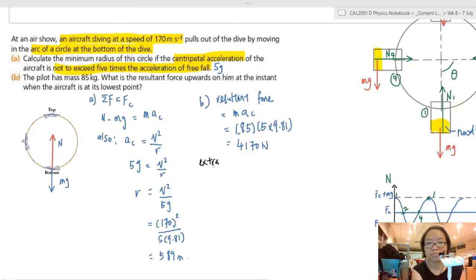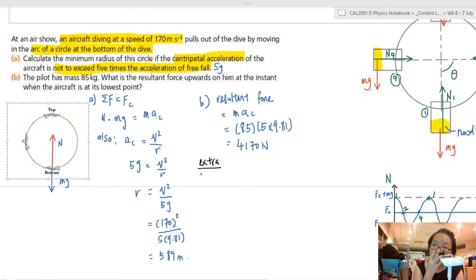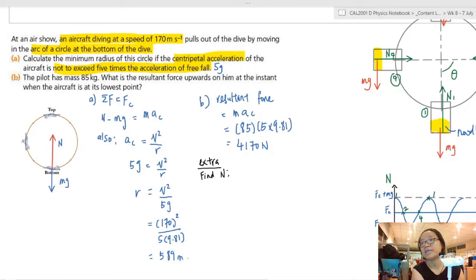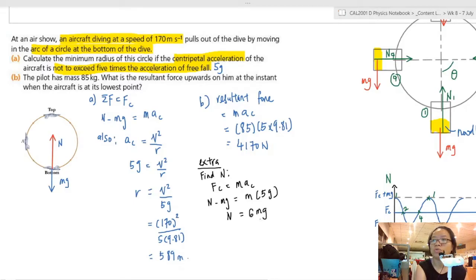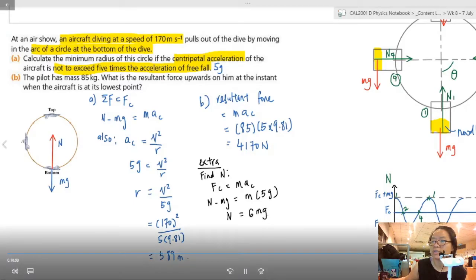So extra, bonus: find N, the normal force acting on the pilot at the bottom of the circle. If you want to be able to find N, you already have the resultant force, right? So Fc will be equal to mac, which is the resultant force, but Fc is also equal to N minus mg. Once again, direction of the center of circle is positive. Substituting the values in, you will notice that N is equal to 6 mg.